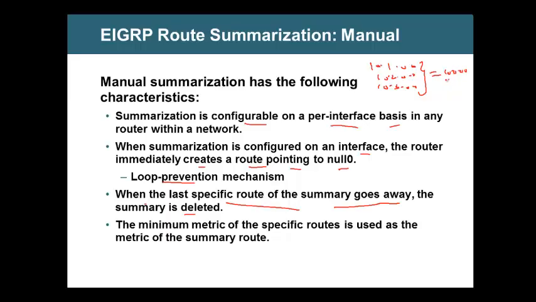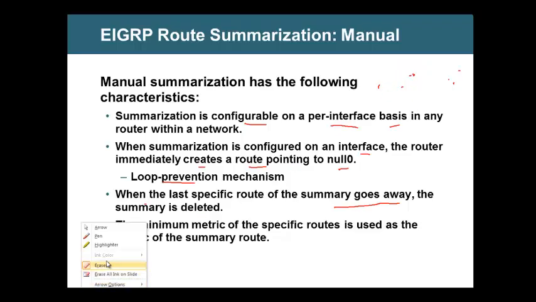When will this advertisement stop? It will stop only when all these three go off. If all these three are down, this also will go down. If any one of these is alive, the summary will be alive. That's the meaning. When the last specific route of the summary goes down, the summary is deleted. Next, the minimum metric of the specific routes is used as the metric of the summary route.